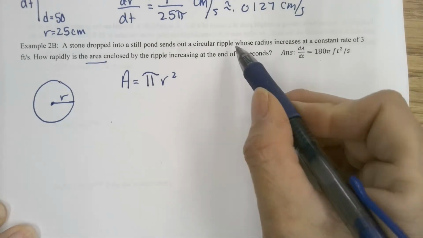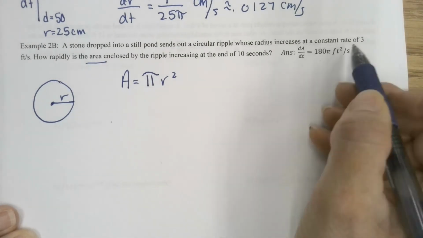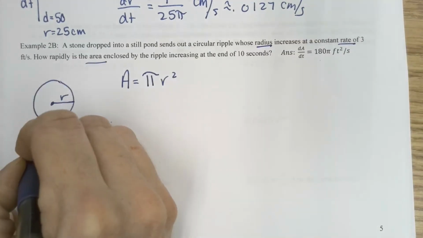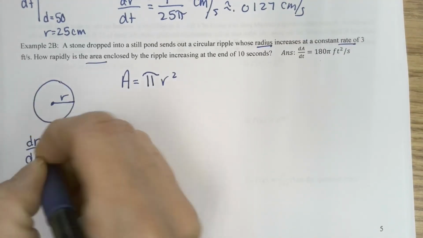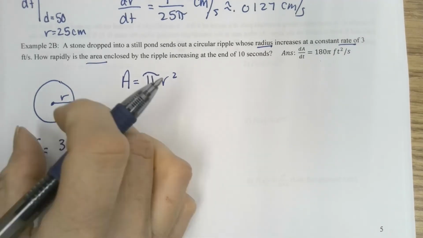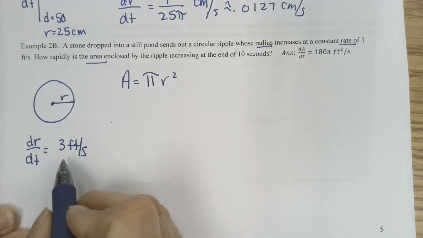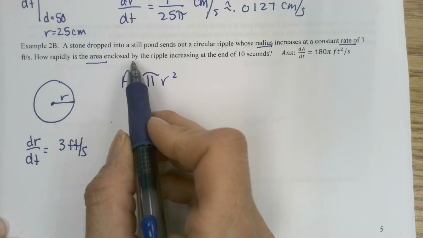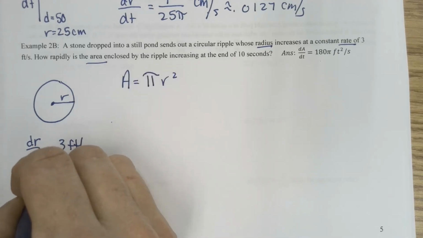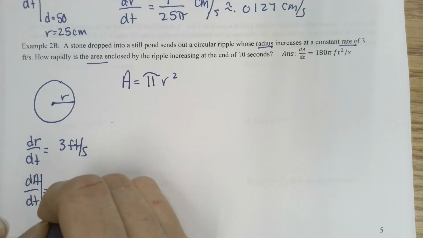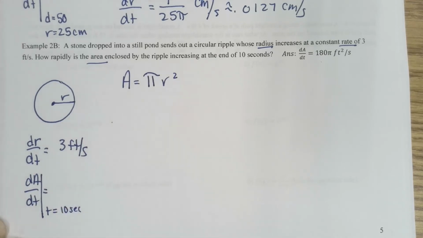So they tell us that the radius increases at a constant rate. This is a rate that the radius is changing. So that is going to be dr dt. And it's changing at a rate of 3 feet per second. That radius is growing, so this is going to be a positive 3 feet per second. How rapidly is the area increasing? So we are finding dA dt, the rate of change of area with respect to time, at the end of 10 seconds. So when time is equal to 10 seconds.